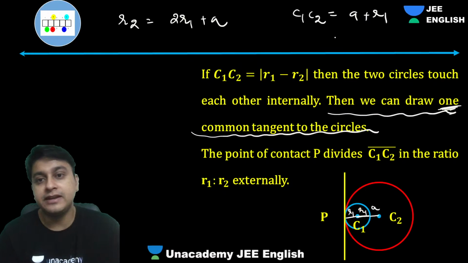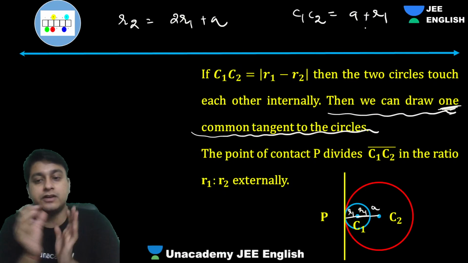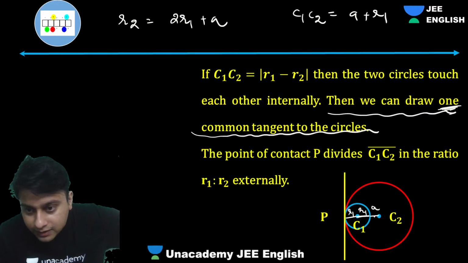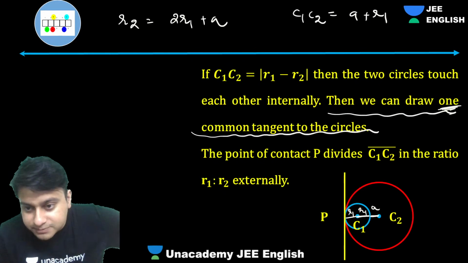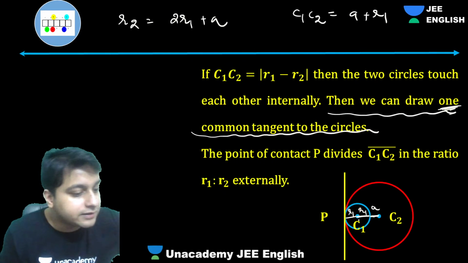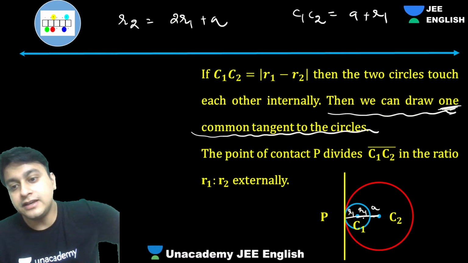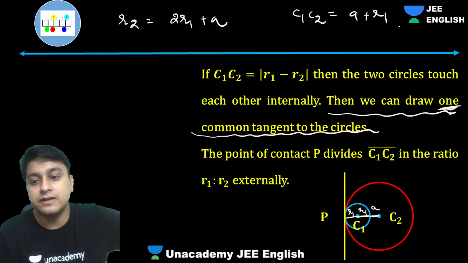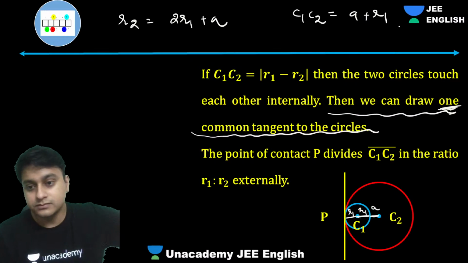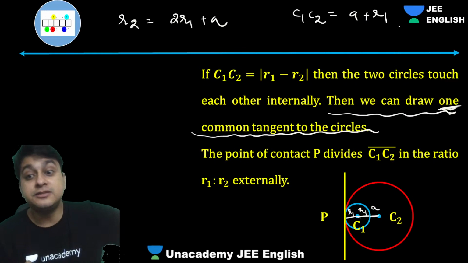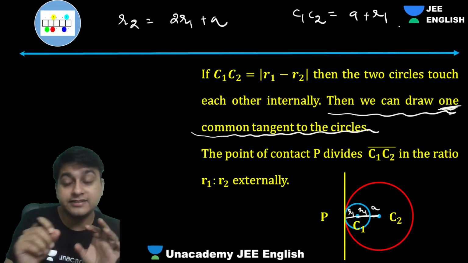This time what's happening is C1C2 is A plus R1. And now from here, just see, this part is A. I'm just taking this part as A plus R1, right? So this time we can see that C1C2 is A plus R1, which is obviously, if you look at the distance between the centers, A plus R1.